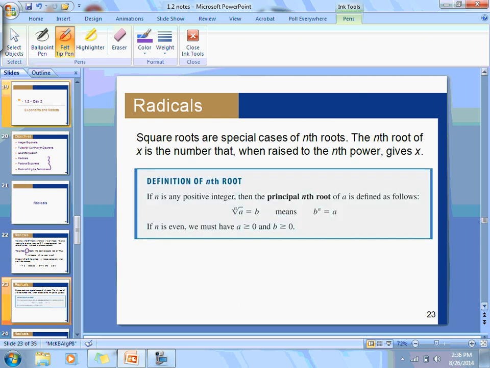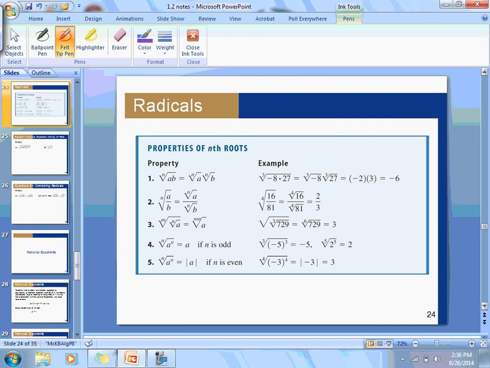And we have a definition for the nth root of something. So that is just that same expression we were reviewing on the previous page, just written out with variables. So the nth root of a is b, and that means that b to the n power is a.